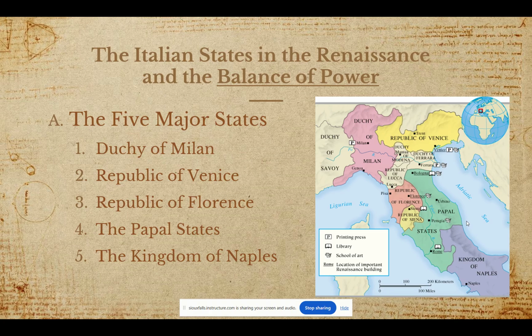Its competitor to the west was the Duchy of Milan. And then eventually, with the Medici family and their growth of wealth and prestige, the people that dominated the region of Tuscany, right? The Florentine Republic, the people of Florence.